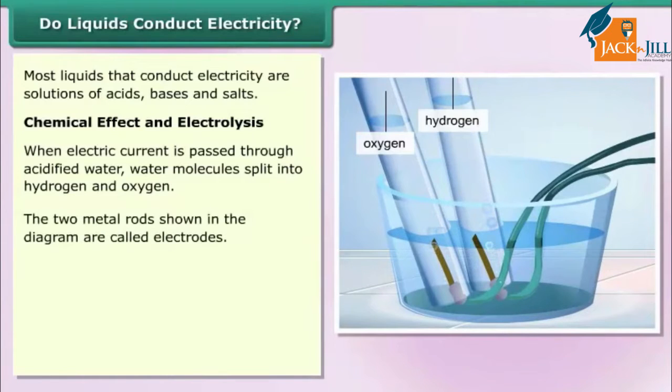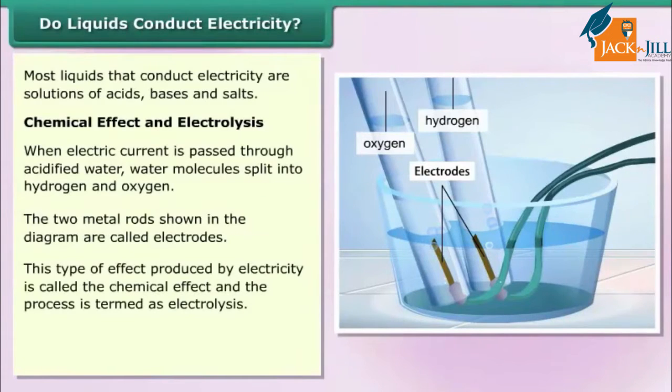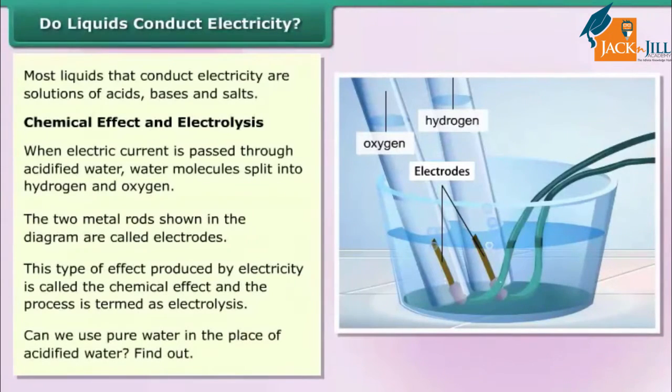The two metal rods shown in the diagram are called electrodes. This type of effect produced by electricity is called the chemical effect, and the process is termed electrolysis. Can we use pure water in the place of acidified water? Find out.